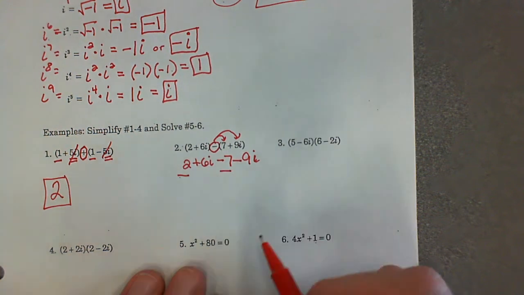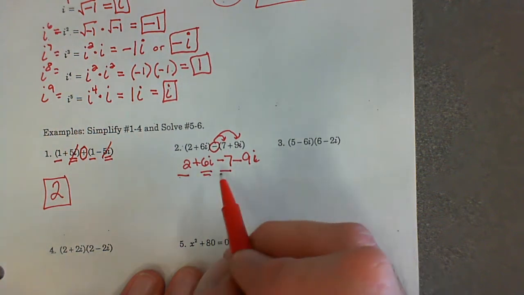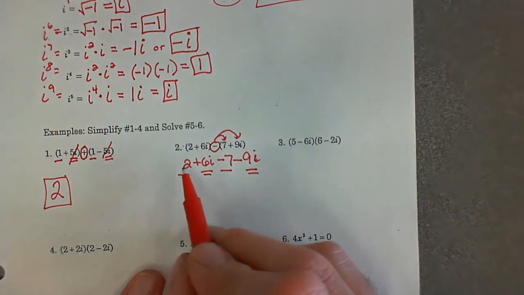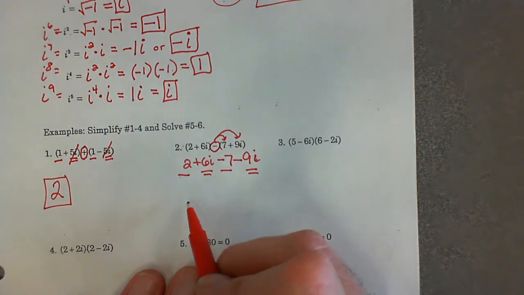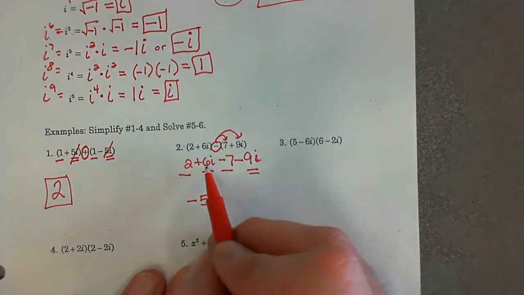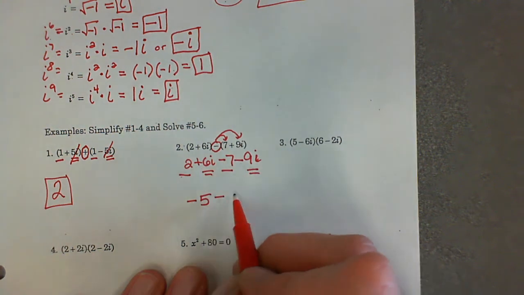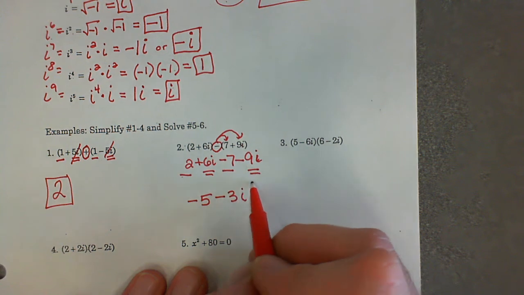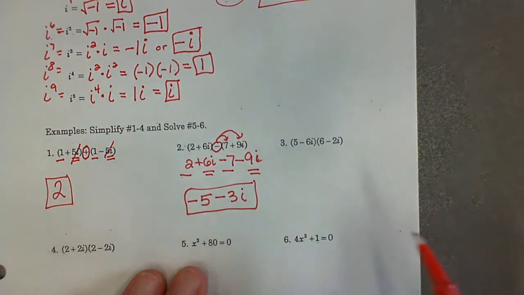Whole number plus whole number, i plus i. 2 plus negative 7 is negative 5. 6i minus 9i is negative 3i. So there's your reduced expression.